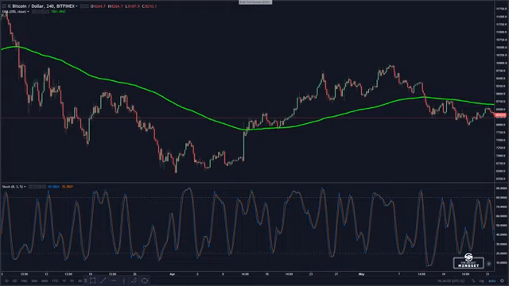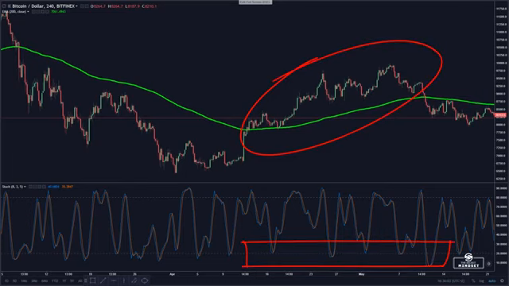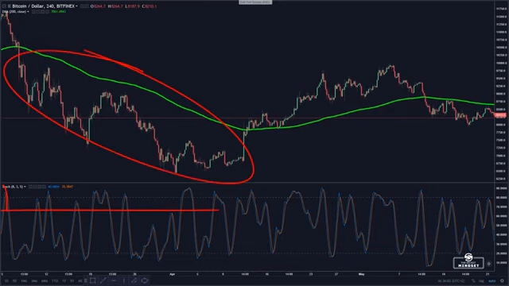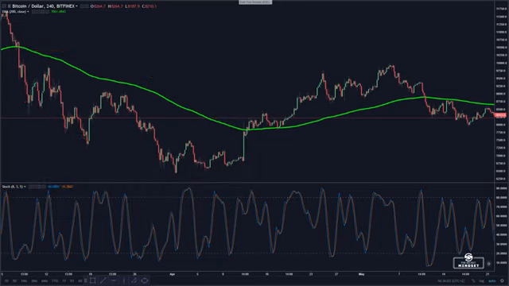by the 200 EMA. If the price trades above the 200 EMA, we search for divergences on the lower side of the stochastic. And if the price trades below the 200 EMA, we search for divergences on the upper side of the stochastic. Very important, we are not interested in trading divergences that signal reversals, possible pullbacks, or counter-trend positions.